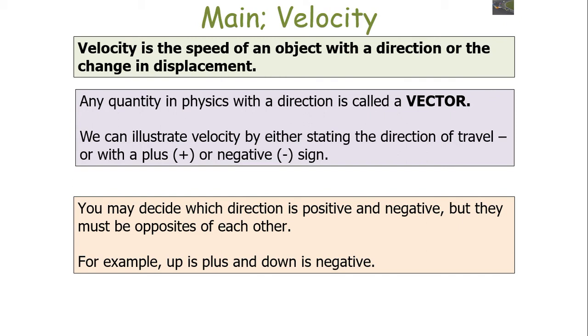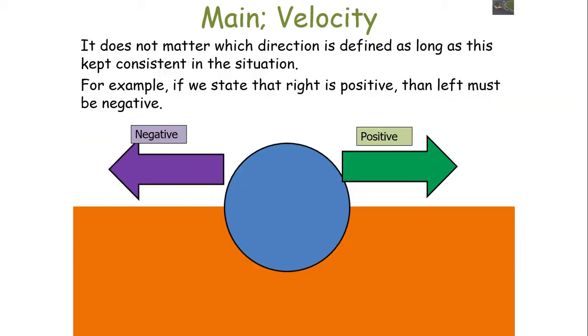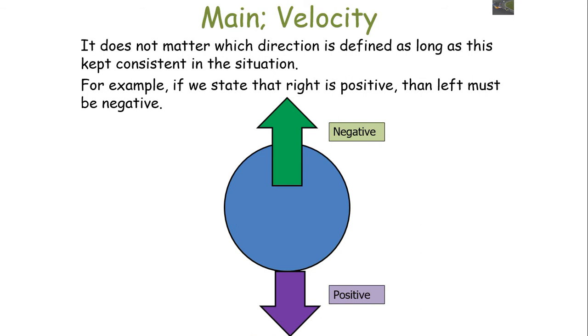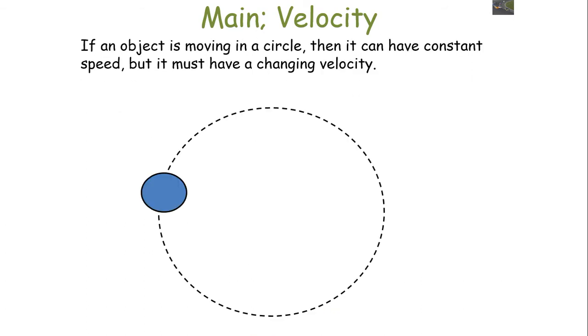Now, just to clarify something, any quantity in physics with a direction is called a vector, and we can illustrate direction with a positive or a negative sign. Now, you can decide which direction is positive and which direction is negative, but they've got to be opposites of each other. So up is a plus, down must be a negative. Now, it doesn't matter which direction is defined as a positive or a negative, as long as it's kept consistent in the situation. So, for example, if we state right is positive, then left must be negative. If we state that up is negative, down must be positive. So it works through like that.